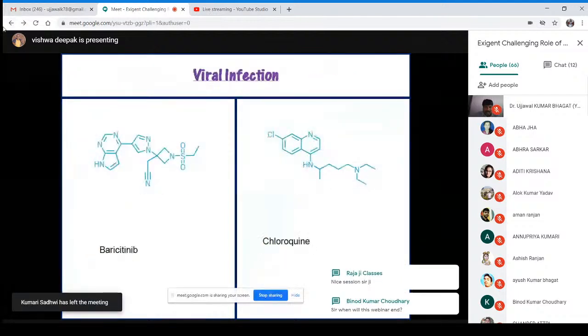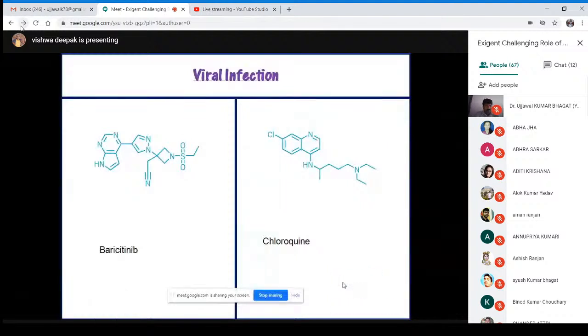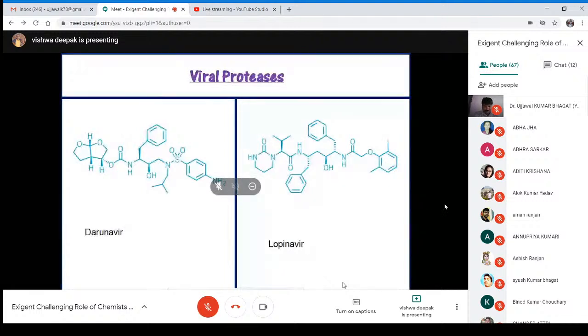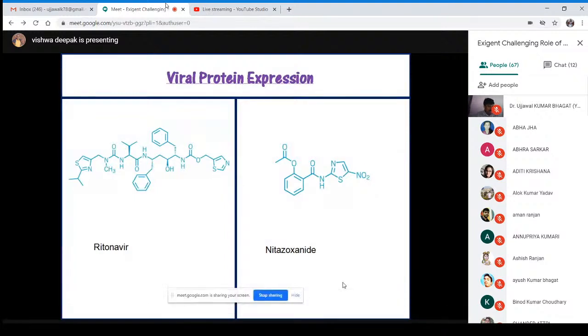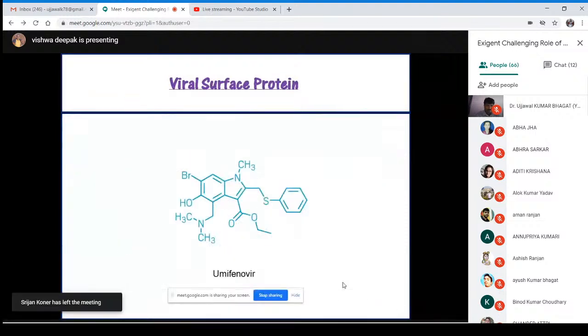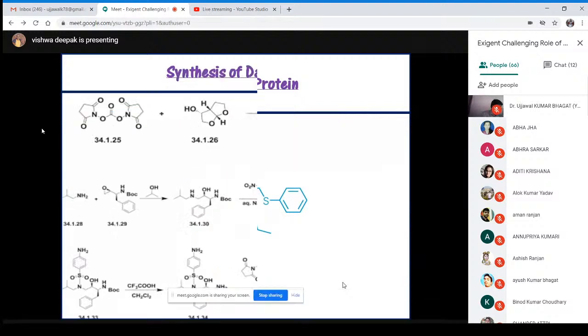Then baricitinib and chloroquine inhibit the viral infections. Darunavir and lopinavir act against the viral proteases. Ritonavir and nitazoxanide also inhibit the COVID virus by inhibiting the viral protein expressions. Umifenovir, also used for the HIV virus, is helpful in disturbing the attachment of the virus on the surface of the body.